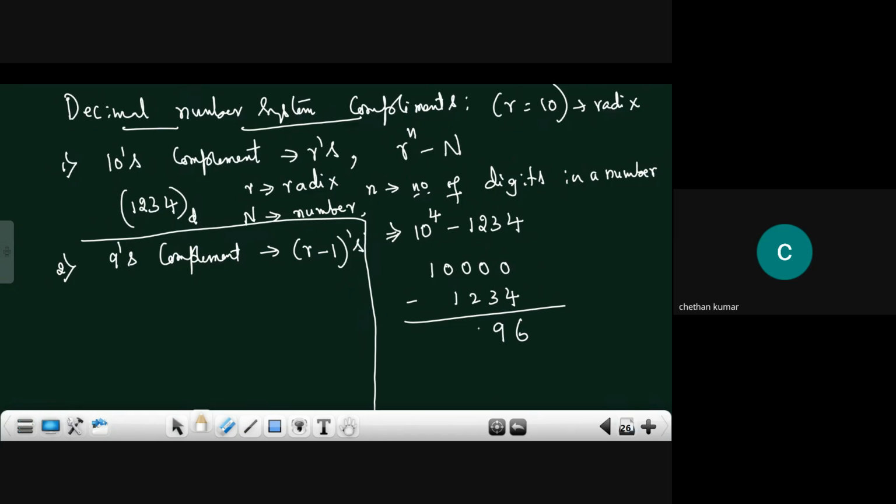This is what? How much is there? Here it is 9 or 10? 9. Here it is 10 minus 4 is 6. Here 9 minus 3 is 6. 8 minus 2. Here it will be 7 or 10? 7. Is it 7 or 10?